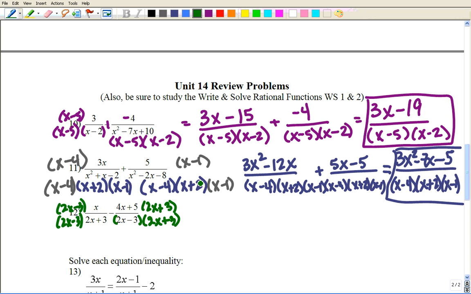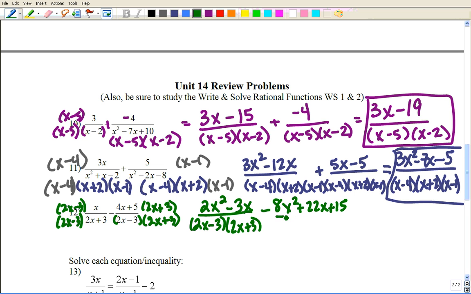So when I multiply this numerator out, I'll have 2x squared minus 3x over, I'll leave the denominator factored, and let's see, you have two choices here. You could distribute the negative now, or you can multiply it and then distribute it. Either way, you'll end up with the same numbers. But I'll have minus 8x squared plus 22x plus 15 over that 2x minus 3, 2x plus 3.